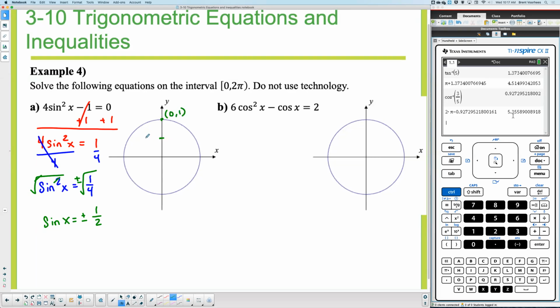Sine is y, so remember the maximum is 1. Sine might be 1/2. It could be a positive 1/2 or it could be a negative 1/2. How many answers could I have this time? We could have 4 possible answers. So I could have an answer here, here, here, here, and there.